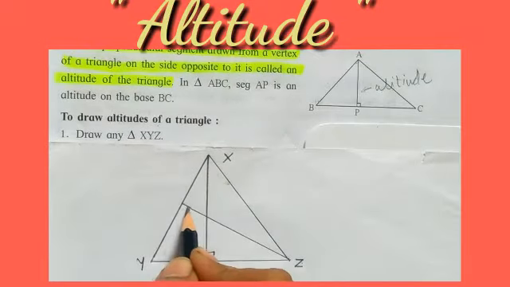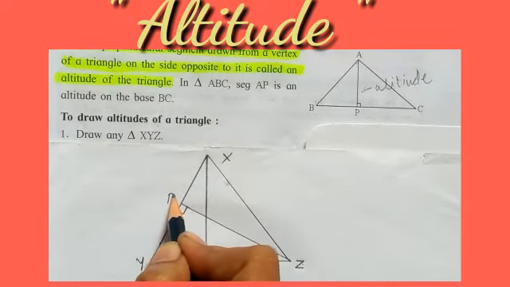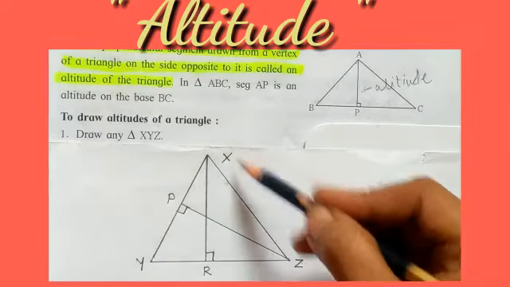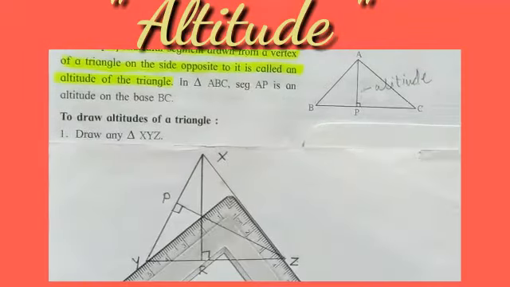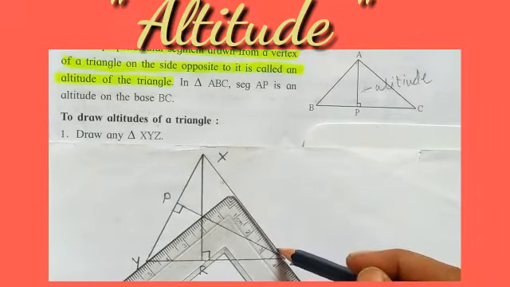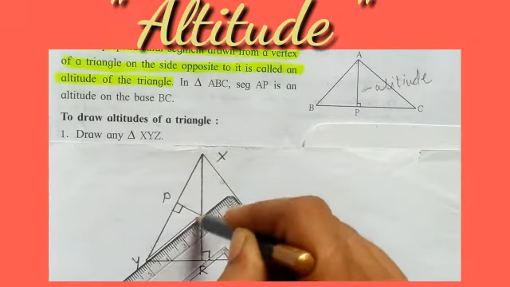Like this way we get our second perpendicular. Here I will label the name P. Now we are going to draw the perpendicular from the vertex Y towards the line segment XZ. Again we have to keep one side of the set square towards the segment XZ and the other towards the vertex Y.